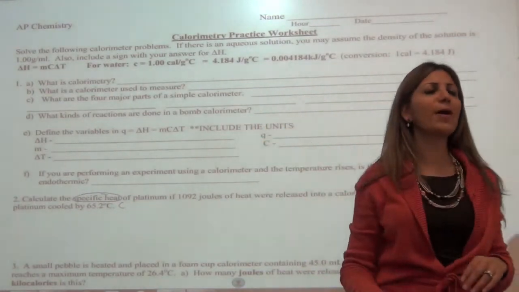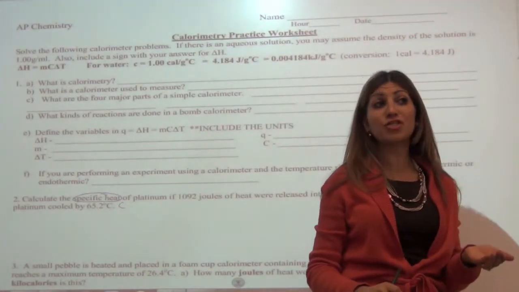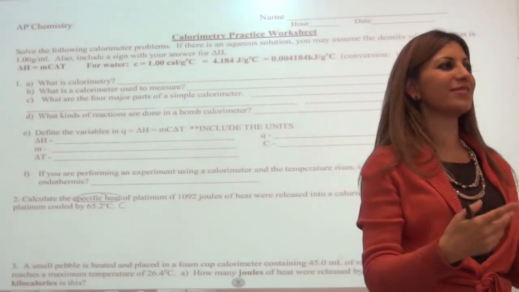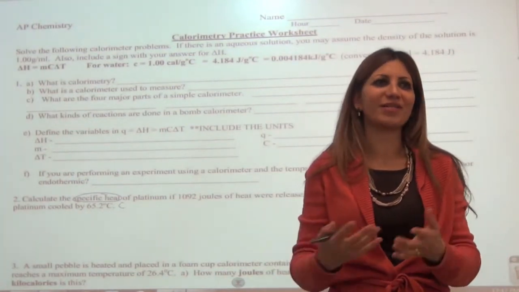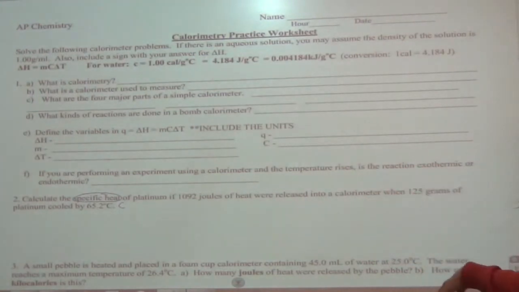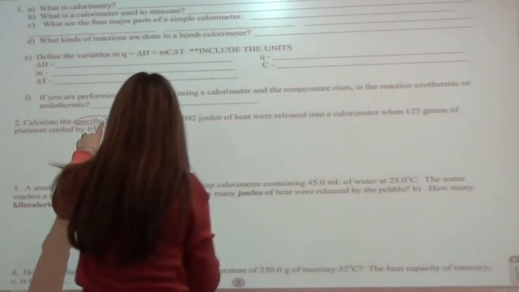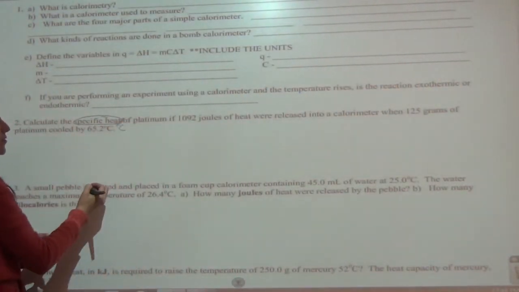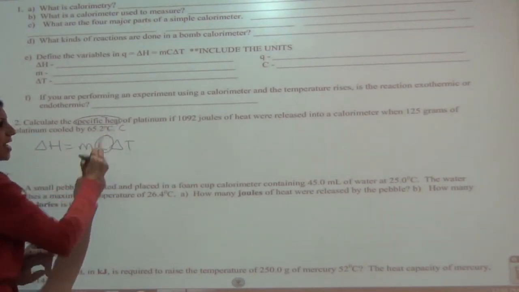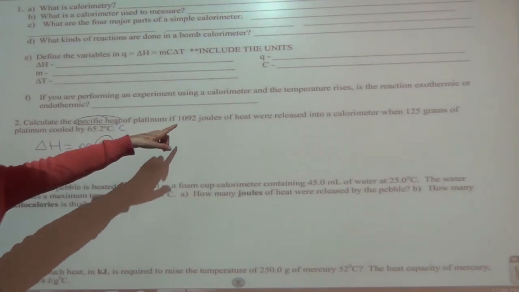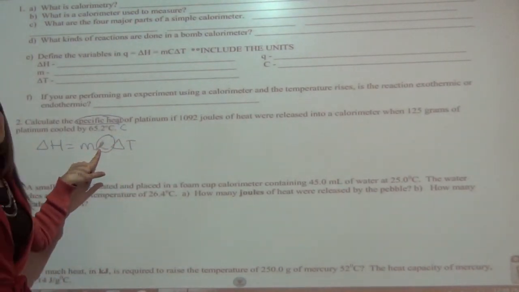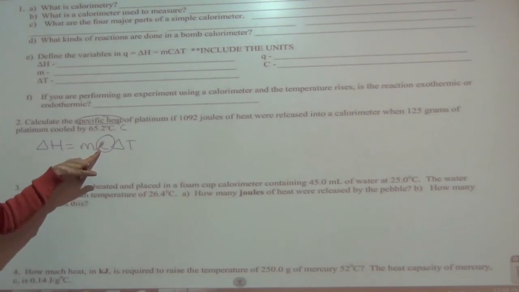Bomb calorimeter problems, by the way, are used for combustion reactions for the most part, because if you try to use a simple calorimeter, it's not going to work because everything's going to melt inside of your calorimeter. Then down here we said, for number 2, for example, we're looking for specific heat, meaning that we're looking for C. So you're going to do delta H equals MC delta T, and you're looking for the specific heat. They give you joules here, so your answer will be in joules unless you change something, okay?